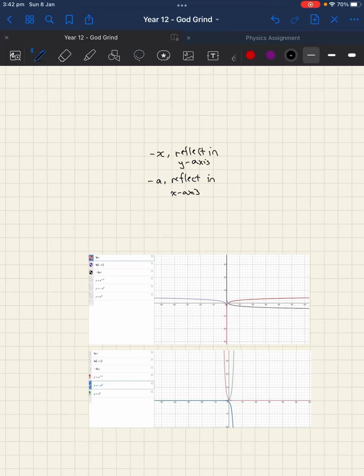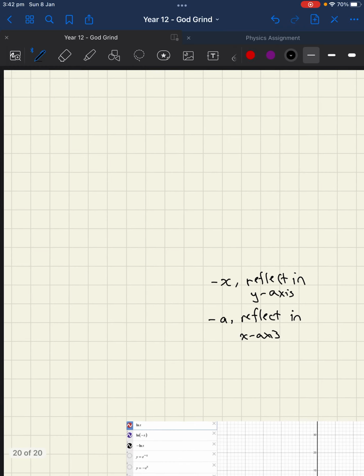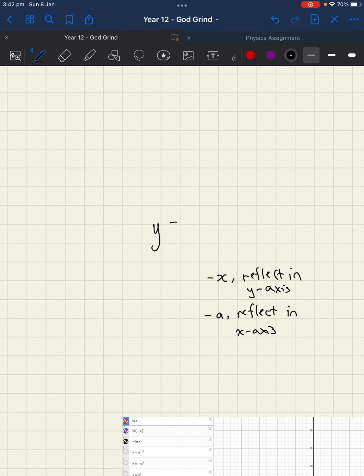Hello, just quickly, right after I just did that one question for the previous video I just uploaded, I came across another question, and it was saying something related to y equals -2 natural log of x. And it came to my thought, what is the difference between the negative being on the outside compared to the negative being on the inside with the x?